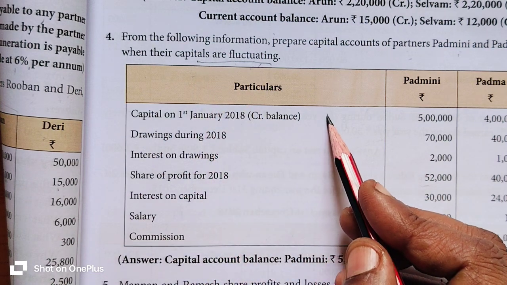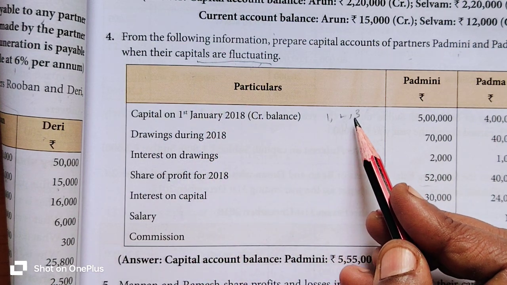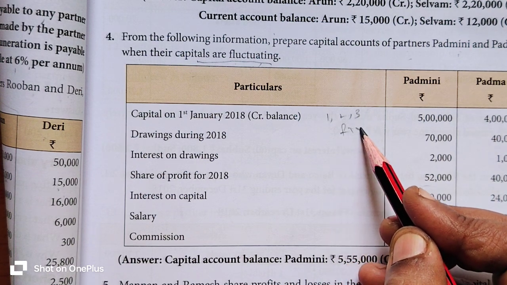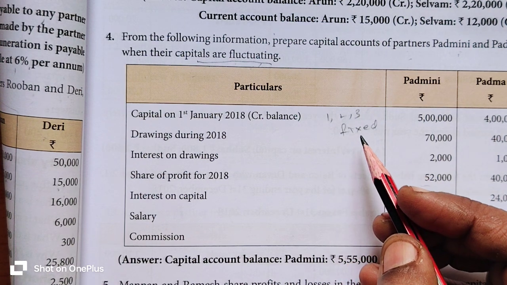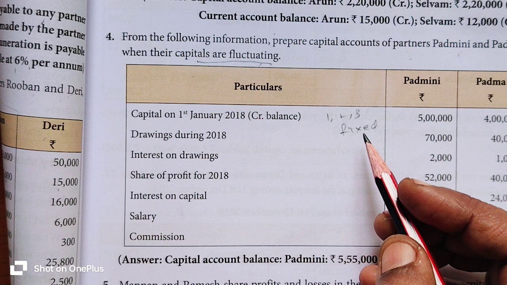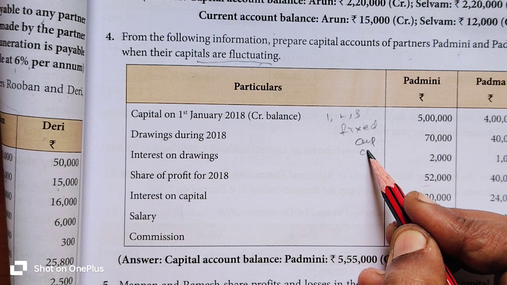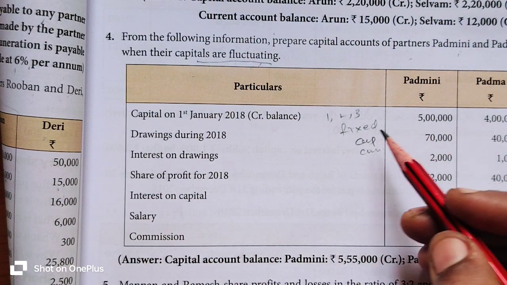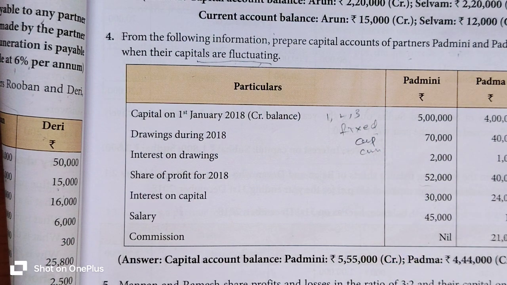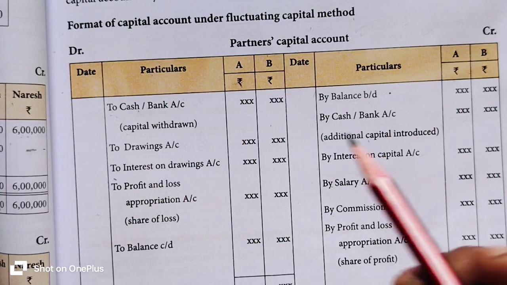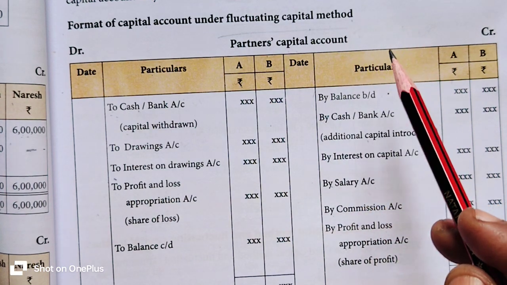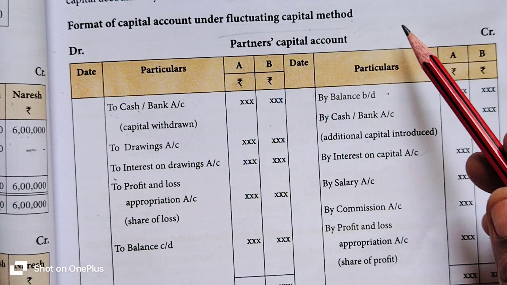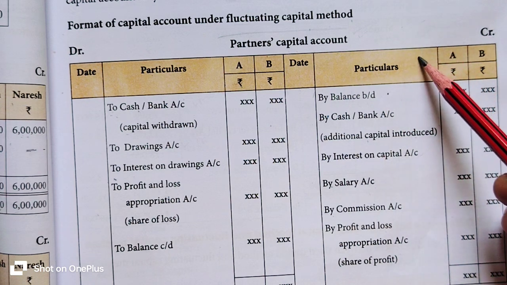Before exercise sum number 1, 2, 3 and the illustration sum number 1, 2, 3, we prepared the fixed capital method. Under the fixed capital method, two accounts are maintained for each partner, that is capital account and current account. Now, under the fluctuating capital method, along with capital, all other transactions between the partners and the firm are recorded in the capital account. Listen, the fluctuating capital method is very simple, because under the fixed capital method we prepared the capital account separately and the current account separately.